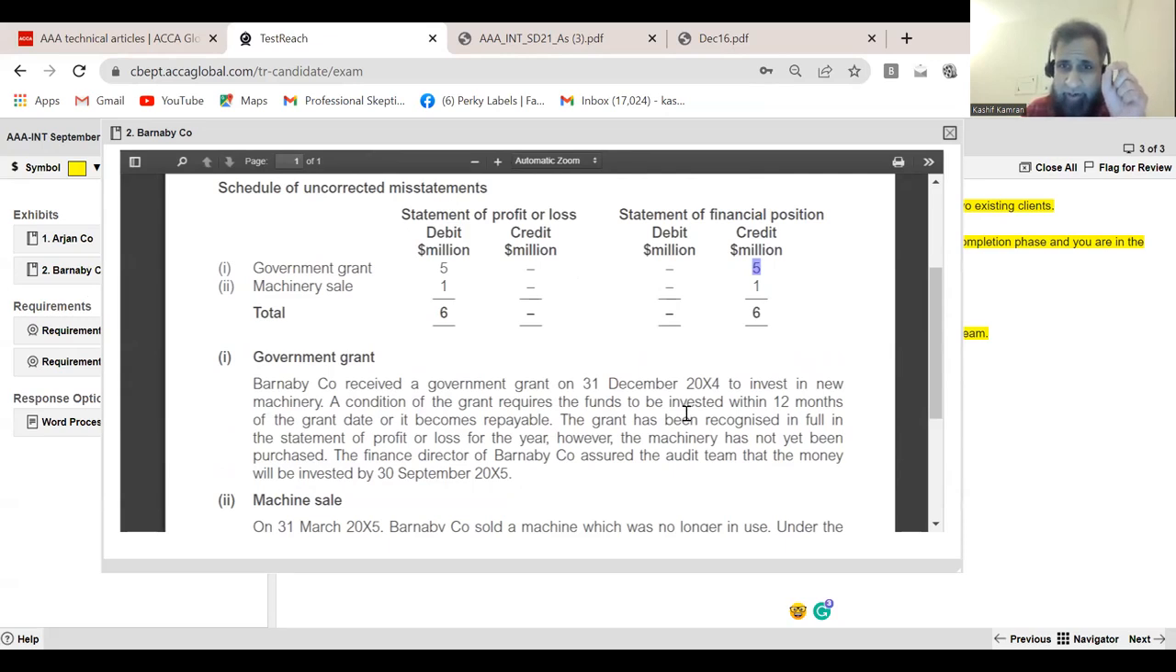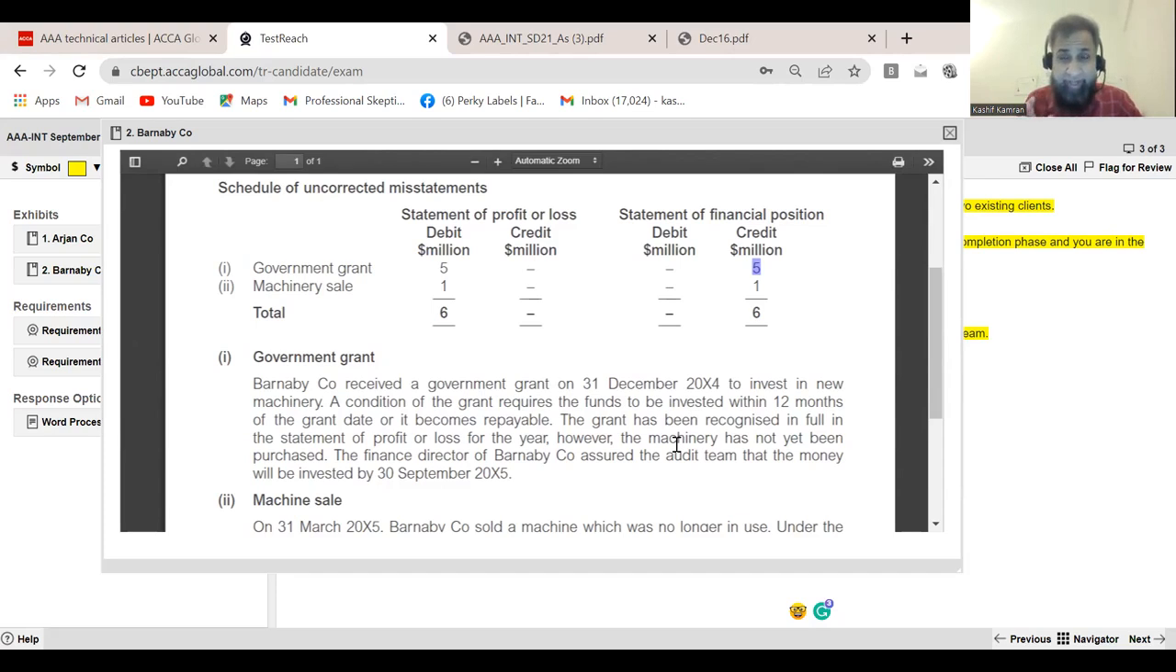A condition of the grant requires the funds to be invested within the 12 months of the grant, or it becomes repayable. So within the 12 months, you need to invest it in the new machinery, else the grant becomes repayable. So you received it on the 31st of December. So by the next 31st of December 20x5, you need to invest it. Currently, the year end is March. The grant has been recognized in full in the statement of profit and loss. However, the machinery has not yet been purchased.